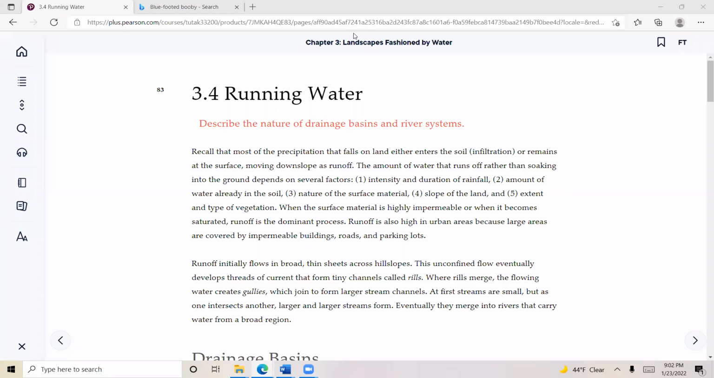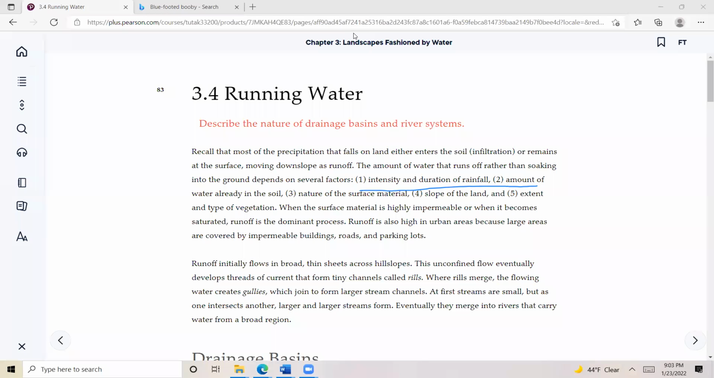Here we go, the section for running water. We are going to focus first on water coming as precipitation from the clouds as rain or snow, right? And some of the water will go as runoff, will go into a system. So what is determining this runoff amount? The intensity.